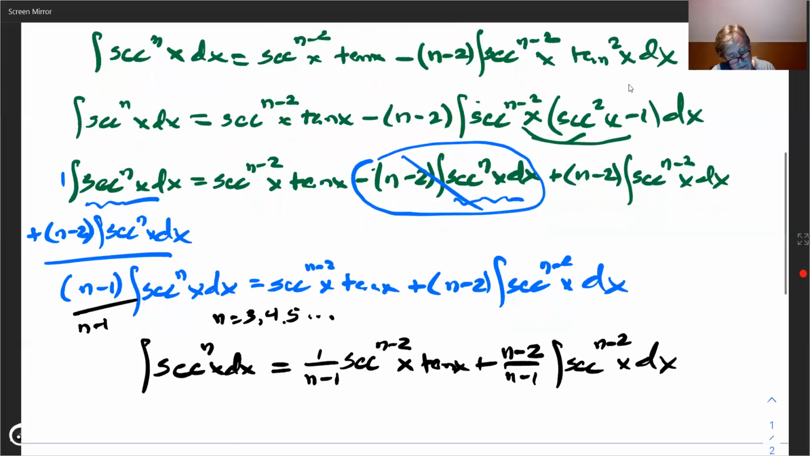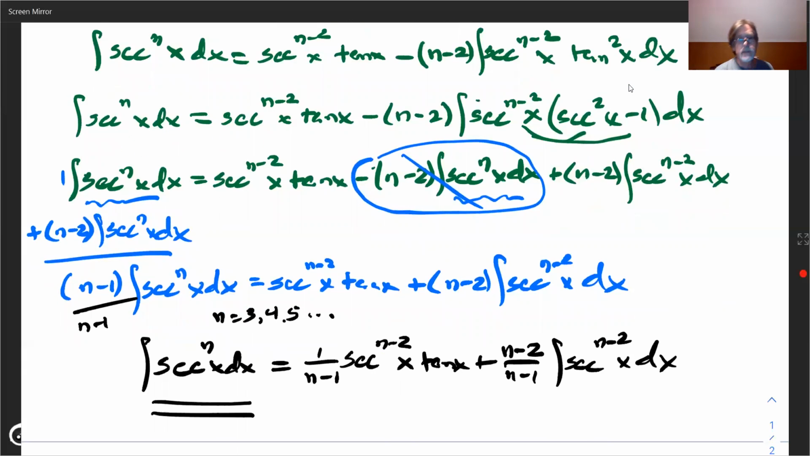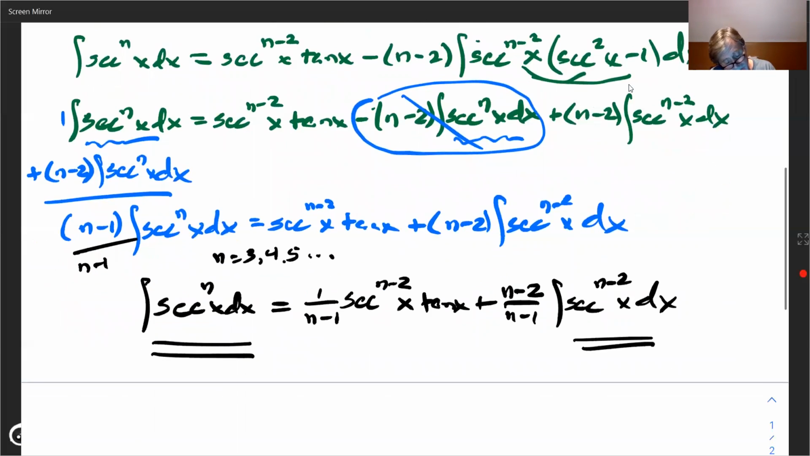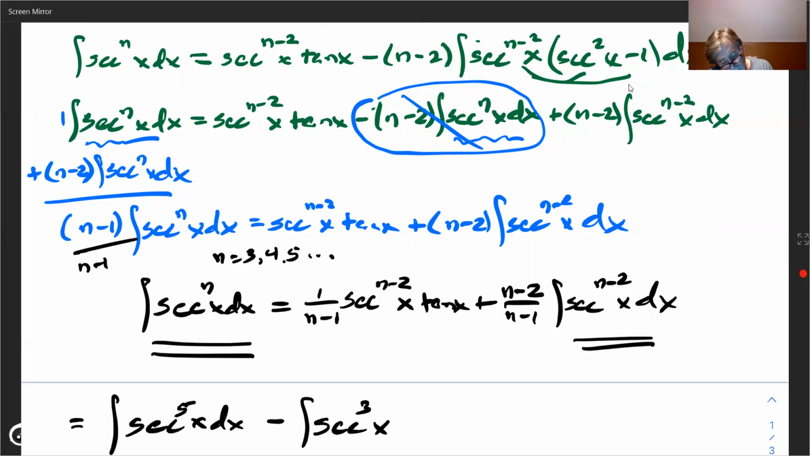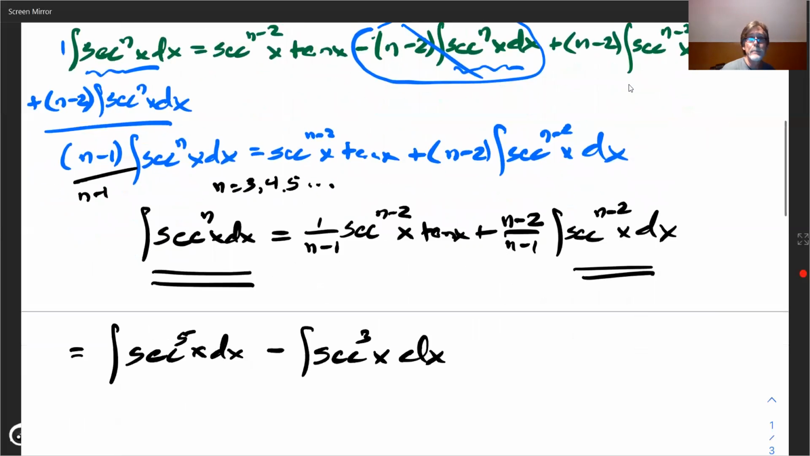But really it is, because you're replacing an integral that is an n power of secant. You're able to integrate part of it, and you're replacing it with a power that's 2 less than that. So you're dropping the power, we're reducing the power. It's a reduction formula. All right, so how can we use that on the example we were working on? We had secant to the 5th x, and I'll split it out as a minus integral secant cubed x dx.